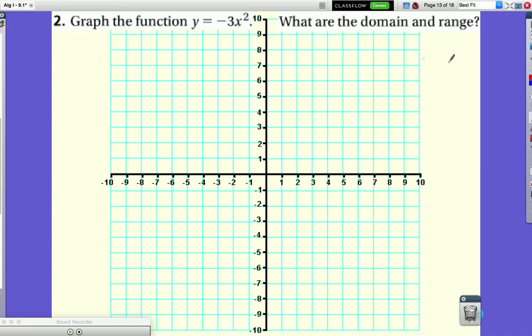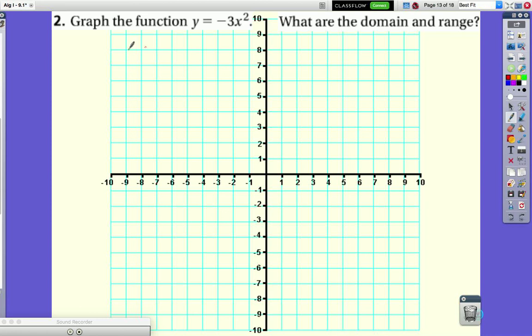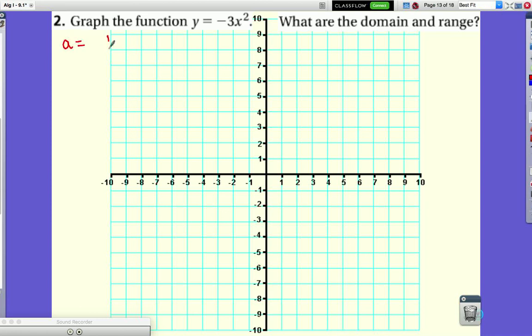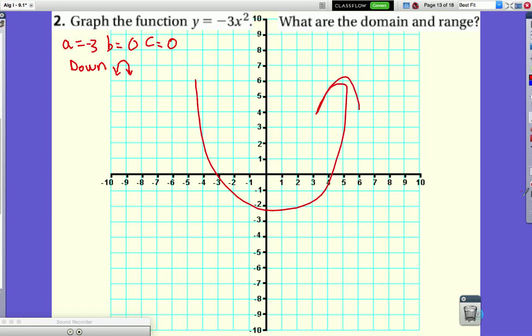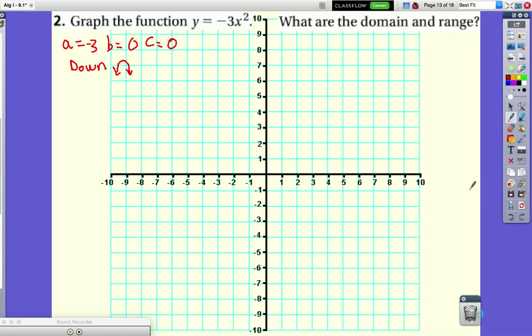So first thing, determine if it opens up or down. For that, we need to know what A, B, and C are. So we're going to write A, B, and C. A is -3. Since we don't even have B or C, we're just going to put 0. So we know this is going to open down. What I like to do is actually draw a little graph. Just a reminder, my graph at the end should open down. If it opens up like this, something's wrong. I messed up.